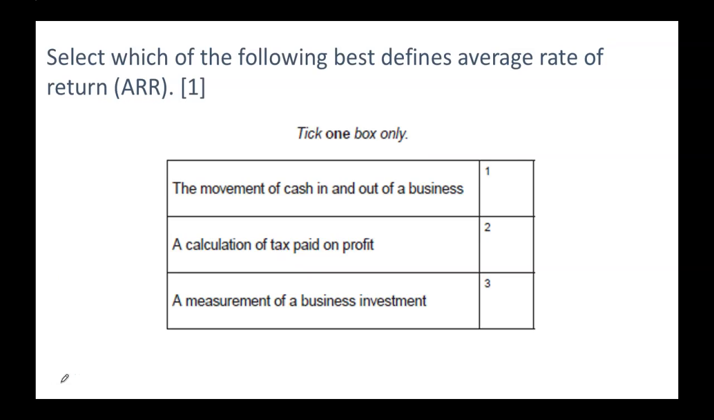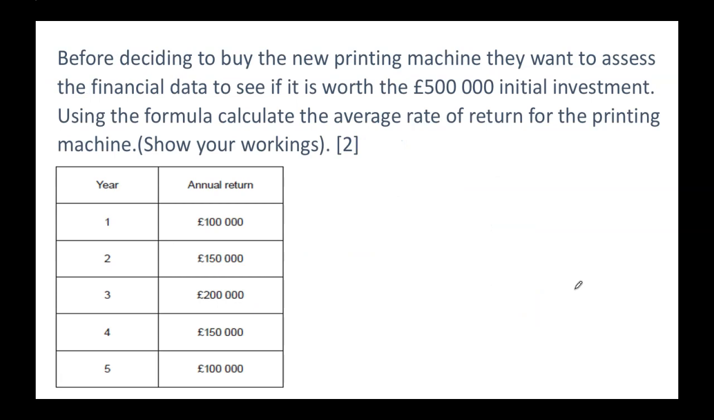So which defines the average rate of return? The movement of cash in and out of business, that's cash flow. And the calculation of tax paid on profit, that's corporation tax. It's a measurement of a business investment. To be more exact, it's a measurement of the profitability of a business investment. That would be a better phrasing, but I don't work for the exam board, so they need me to advise on that maybe.